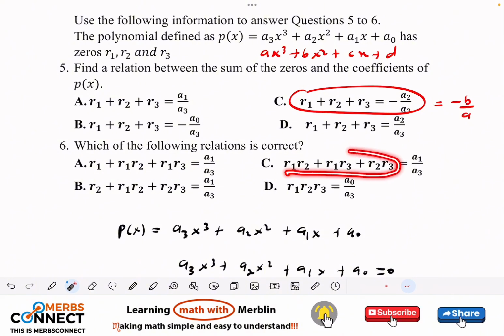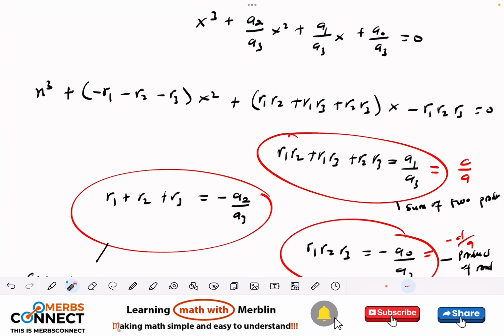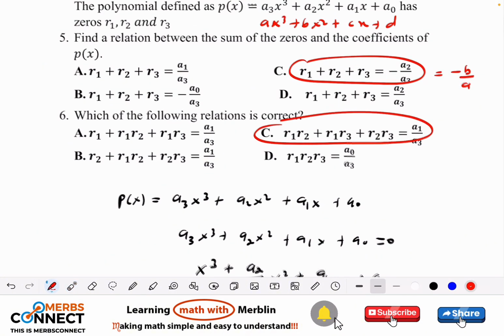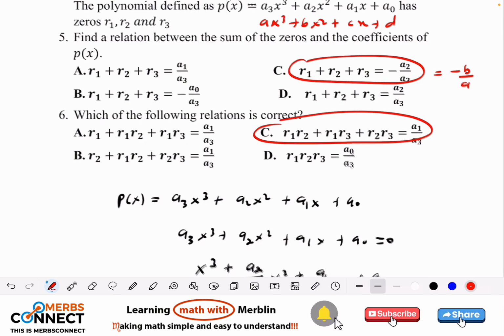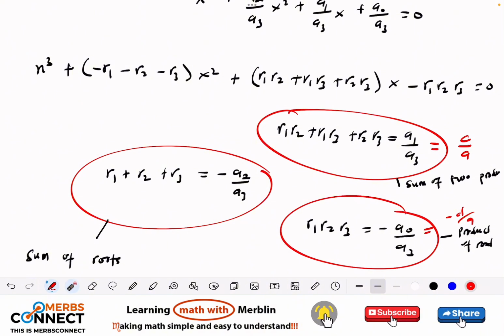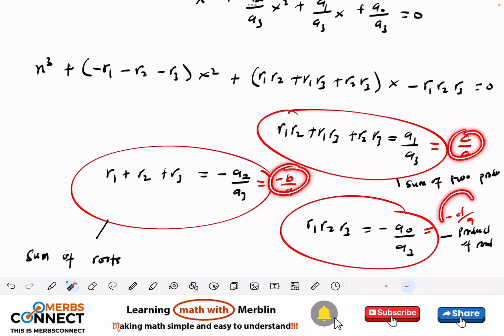Then this is the sum of two products, or sum of products, which is a1 divided by a3, which is true. And that's what we derived here. So it means that the right choice for us here is to choose what? C. Right. So that will be the right choice for us to choose. Good. So now know that this is how the function is going to be. So this is also the same as minus b over a when we are dealing with cubic, right? So this, that, and that.